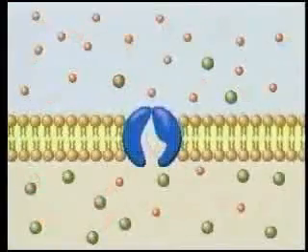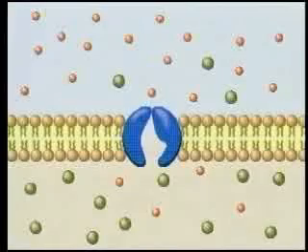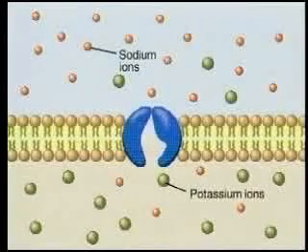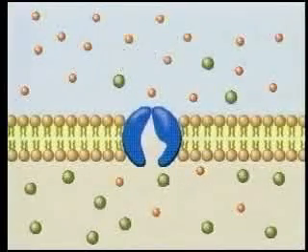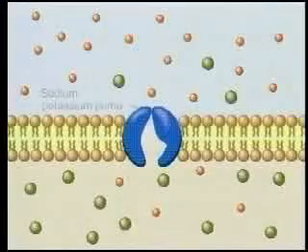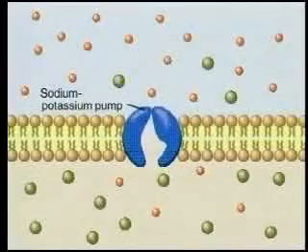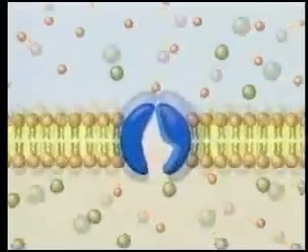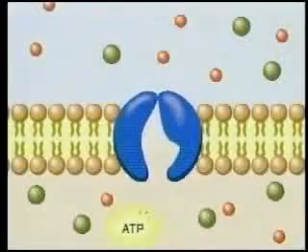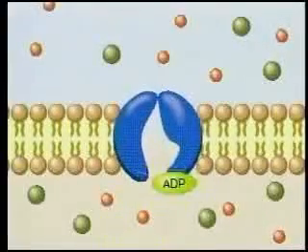Cells must also pump molecules against a concentration gradient. Ions such as sodium and potassium are moved in this way. Again, a special carrier protein, in this case the sodium-potassium pump, is involved. ATP transfers energy to the carrier protein.